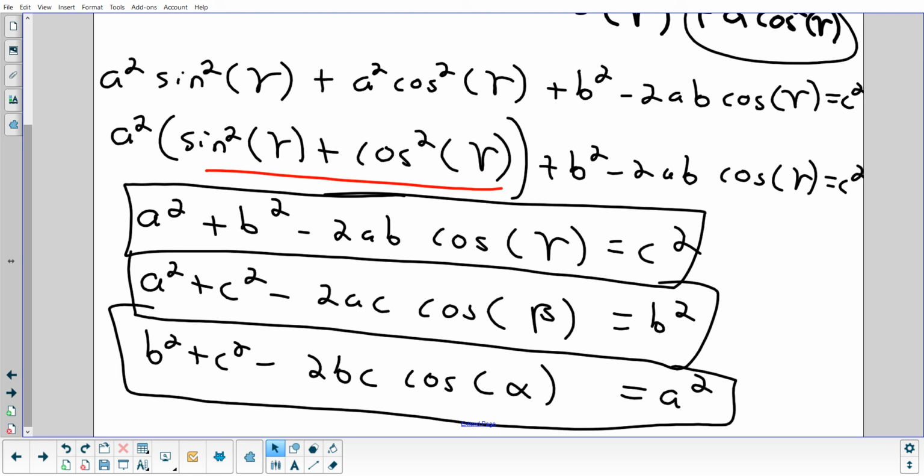And that's it. That's the law of cosines. So there's really two different types of problems you do with law of cosines. Sometimes you're solving for a side. Sometimes you're solving for an angle. But that's it. Those are the only two different types of things that you'd ever have to do.